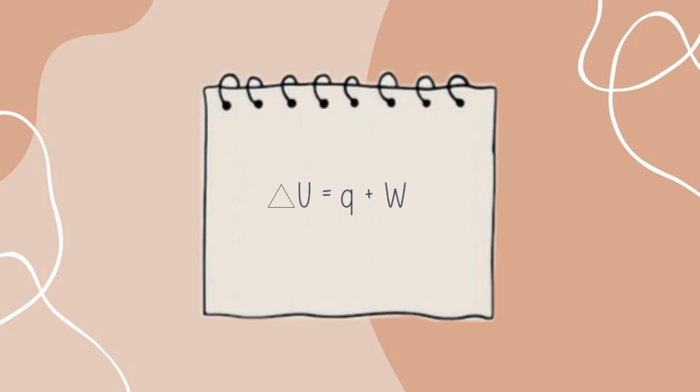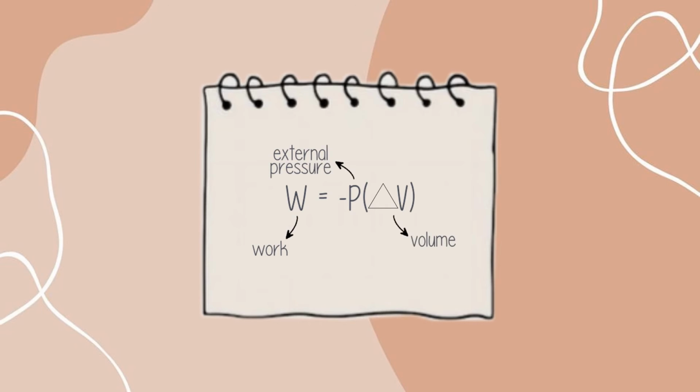This is the formula used to find the change in internal energy. ΔU, or the change in internal energy, is equal to Q, or the heat, plus work. On the other hand, to find work, we need to multiply the external pressure and the change in volume.